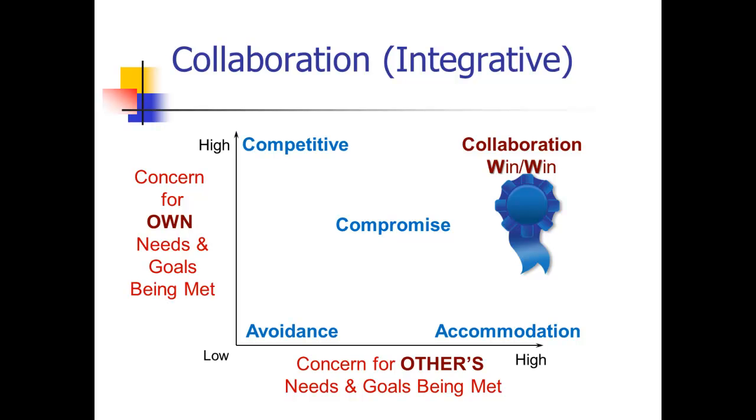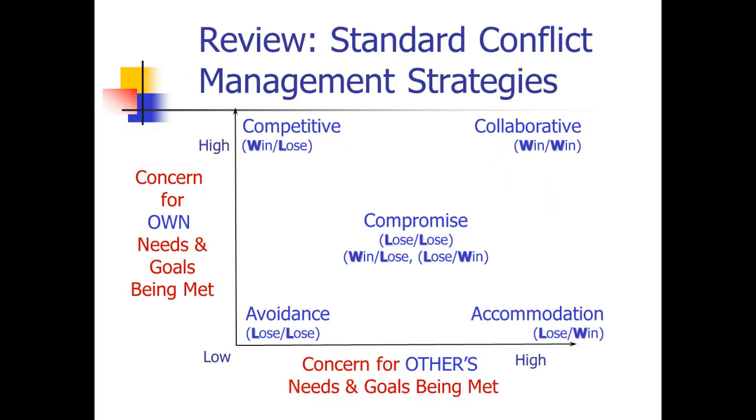So when is it appropriate? It's appropriate when the issue is important to you and from your point of view to the other person, as well as from the other person's point of view. When the relationship is important. And then in most conflicts, except when other styles are more important. So this next slide kind of gives you a review of the standard conflict management strategies so that you can see when it's appropriate to use each one, all the way from competitive to accommodation, avoidance, compromise, and collaborative.